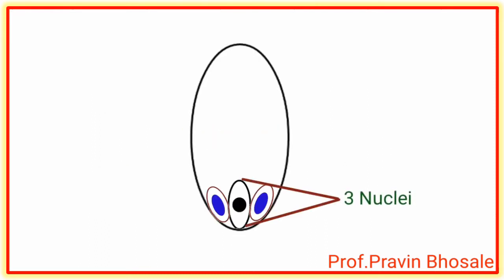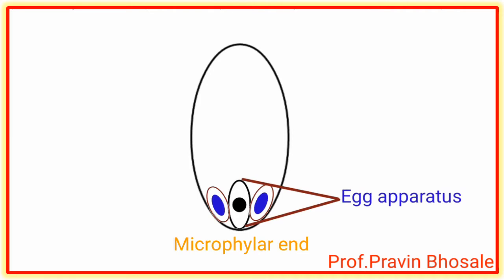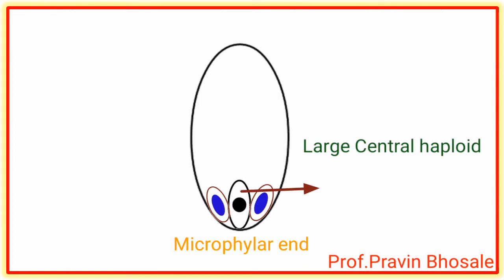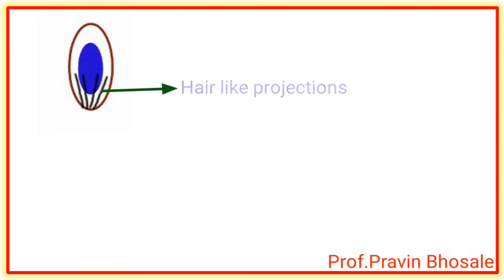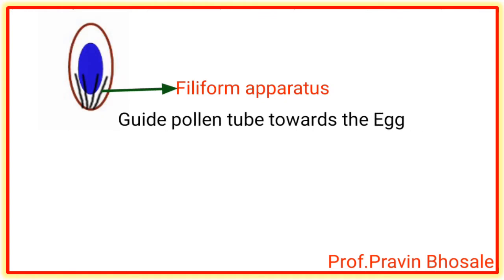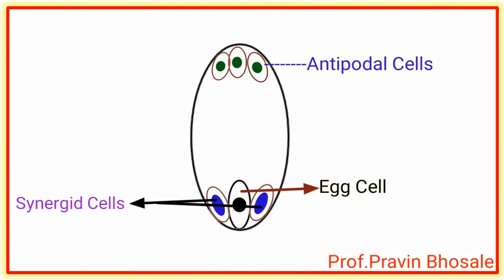The 3 nuclei towards the micropylar end constitute the egg apparatus. It consists of a large central haploid egg cell and 2 supporting haploid synergid cells. Synergids show hair-like projections called the filiform apparatus, which guide the pollen tube towards the egg. Antipodal cells are a group of 3 cells present at the chalazal end.